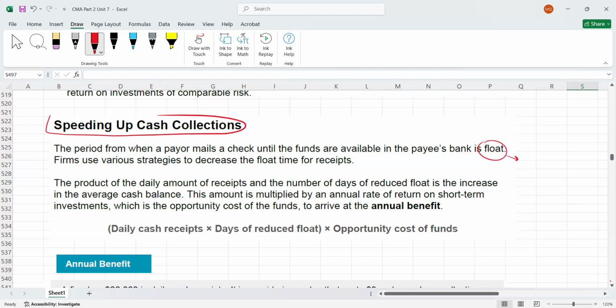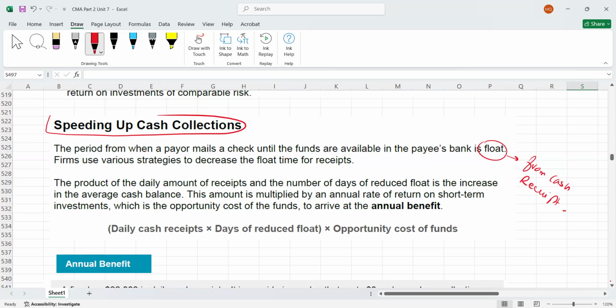Okay. Float period from the cash receipt point of view. What is float period here? Generally, look at here. It's very simple. I'll start with an example.